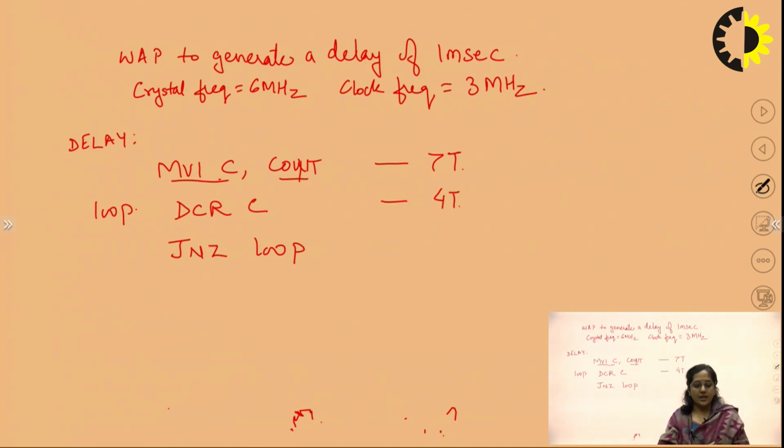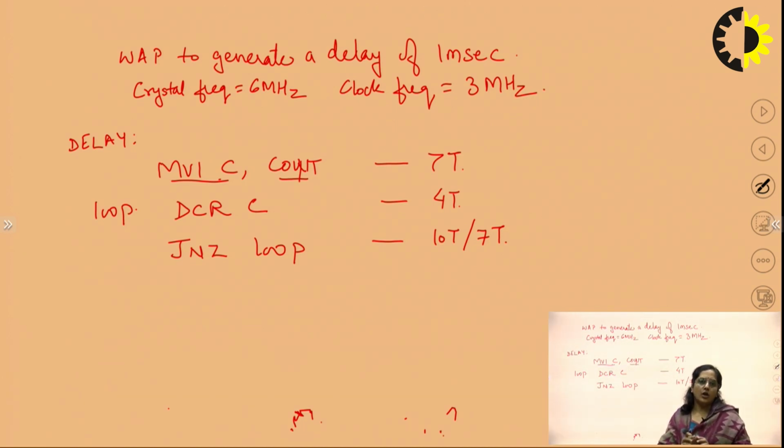Next instruction is JNZ loop. In JNZ loop, we can have 10 T states and 7 T states. If the condition is satisfied, jump if not 0, then it will take 10 T states, and if the content of C reaches 0, that is, jump if not 0 is not valid, then it will take 7 T states. So here normally it takes 10 T states, and for the last execution it will take 7 T states.